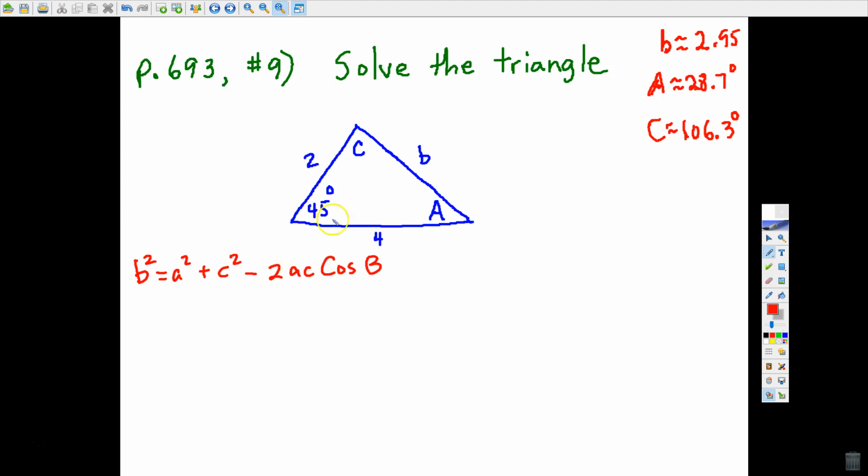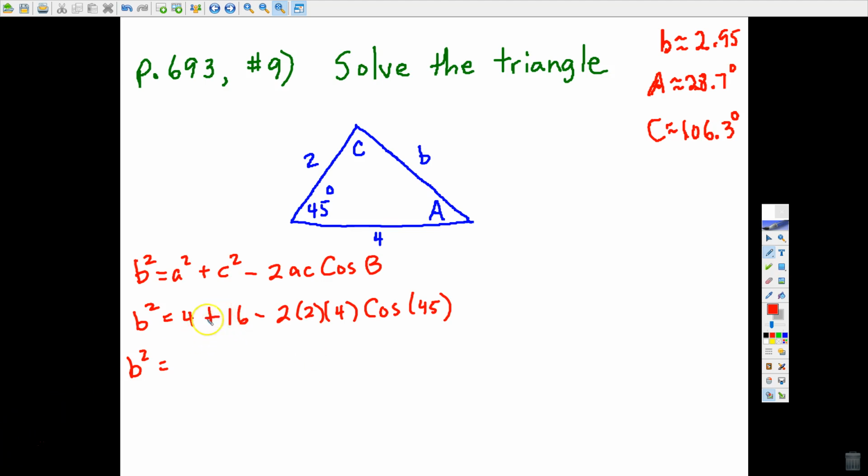Now let's fill in what we know. We're trying to solve for B. We know what A is. A is 2, so 2 squared is 4. We know what C is. 4 squared is 16, minus 2 times 2 times 4 times cosine for the angle B, which is 45 degrees. All right, so let's simplify this whole right side, and you can basically put all of this in your calculator. Let's just go ahead and grab our calculator now.